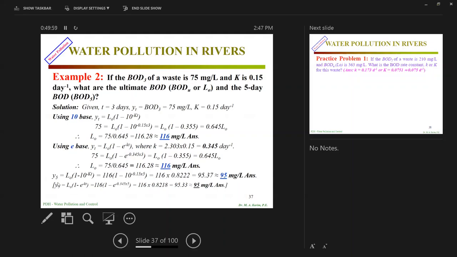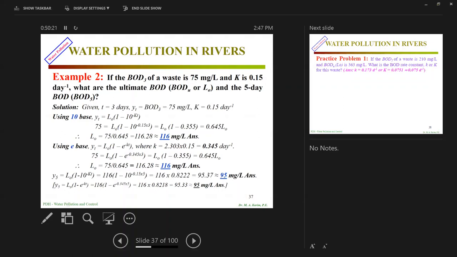Now I have to use the 5-day BOD, to find the 5-day BOD, since I know ultimate BOD is 116. So 5-day BOD equals L0 times (1 - e^(-kt)). 116 we already know from here, and I know 10 days is 1.5, and 2 is equal to 5. So I got 95.